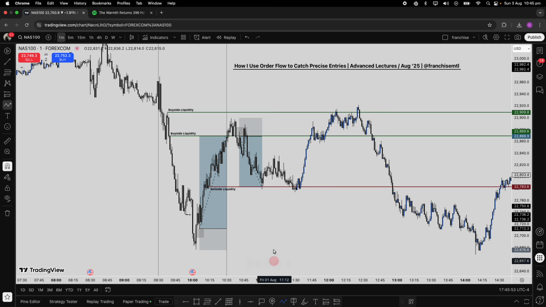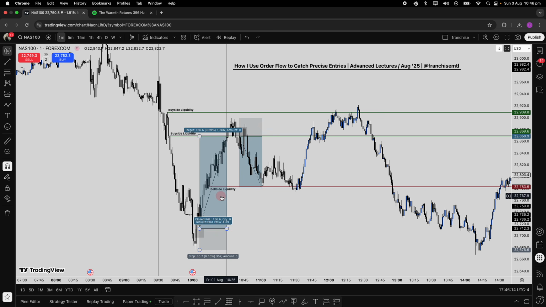Because normally, what you'd expect is this: liquidity sweep, breaker structure, gap. Now, we did not get that. So what some people do is they wait for that. But by the time that they wait, it's too late.